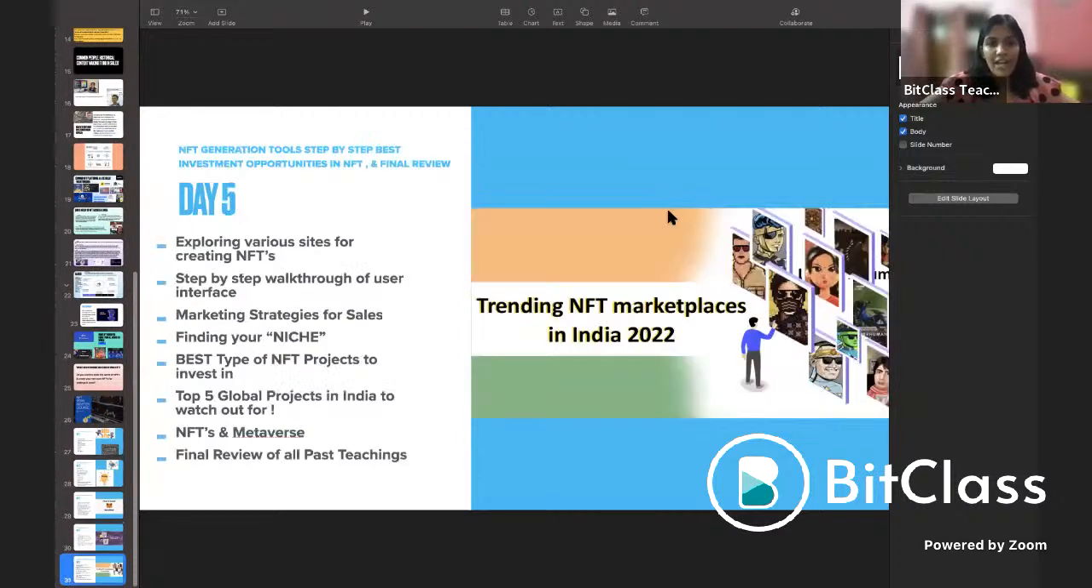Then on day 5, we are going to explore various sites for creating NFTs, our very own NFTs. How can we create on our own? I'll give you a step-by-step walkthrough of the user interface, how you can create your NFT, marketing strategies, how you can sell them, right? What are the best projects you can invest in? Top 5 global projects in India. I've already shared 2 with you. Craze, I've already shared another. Beyond Life with you, right? We will have a sneak peek into the NFTs and metaverse, and we are going to have a final review of all our past teachings.